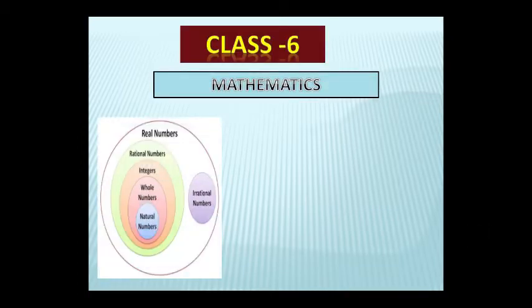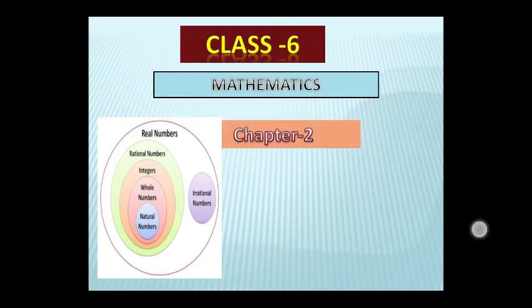See this picture. You can observe so many types of numbers here: real number, rational number, integer, whole number, natural number, irrational number. These are the types of numbers. I hope you already studied natural numbers. What do you mean by natural number? Yes, counting numbers are called natural numbers. What do you mean by whole number? Yes, natural numbers including 0 are called whole numbers. Let us start today's class, chapter 2, that is whole numbers.